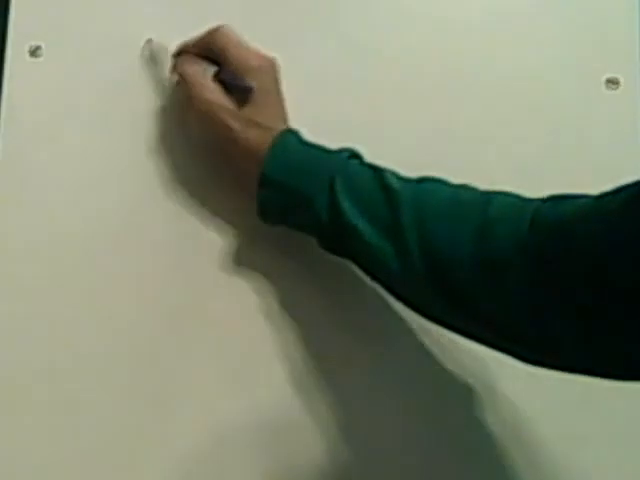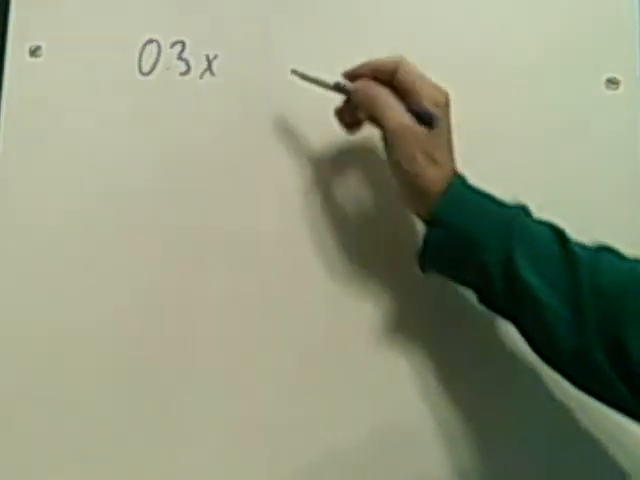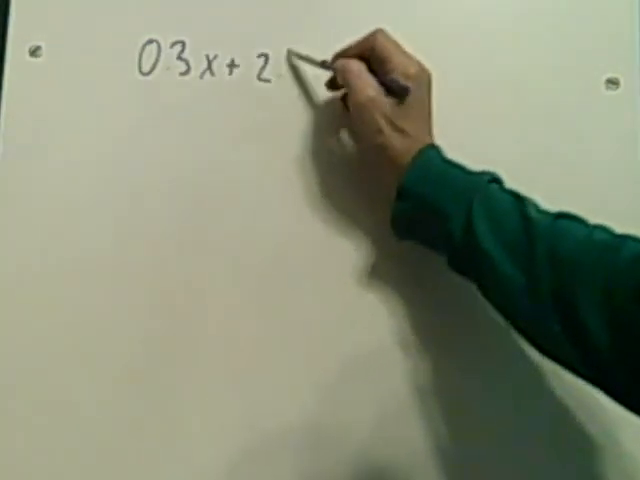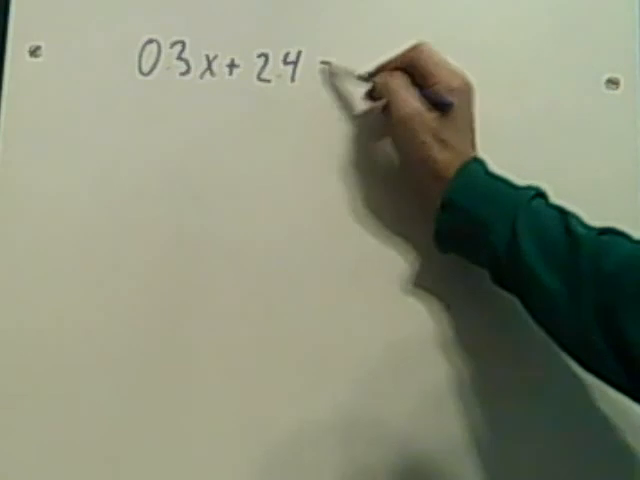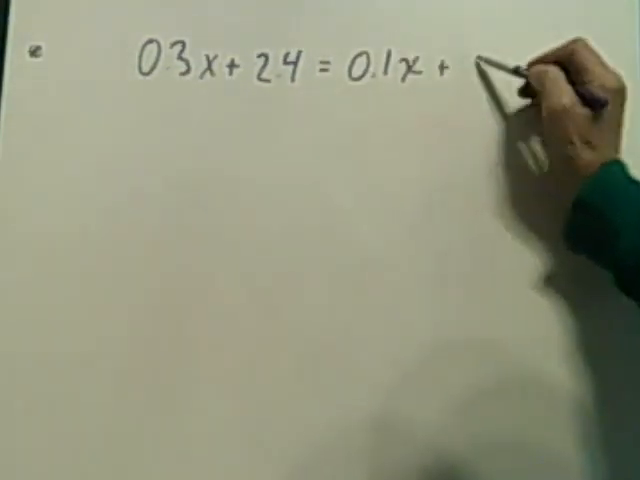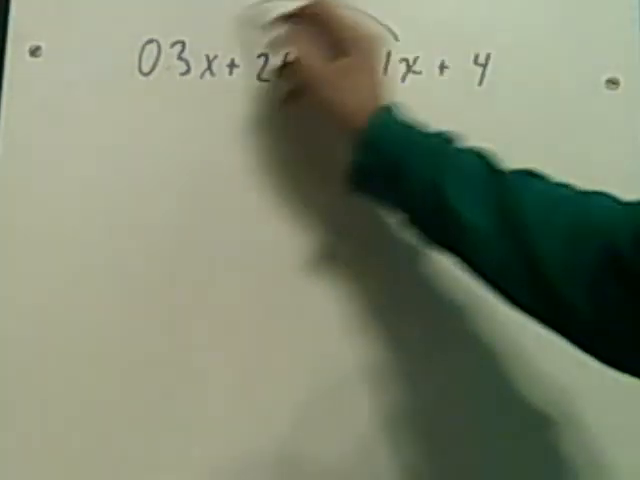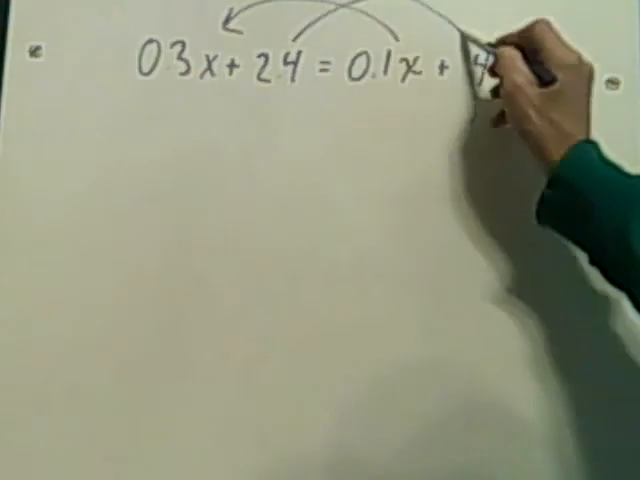Now we'll go to 42. 0.3 times x plus 2.4 equals 0.1 x plus 4. We want to get the x's on one side. We'll want to get the other numbers on the other side.